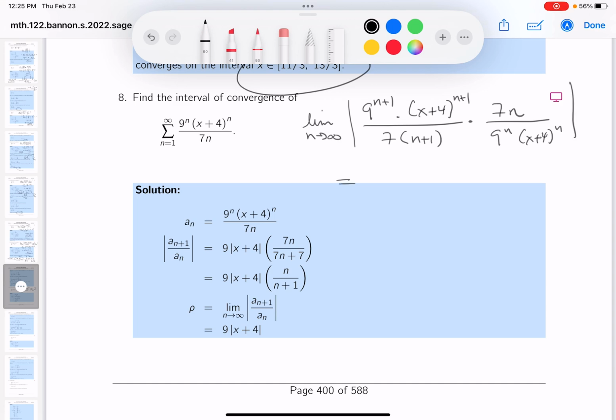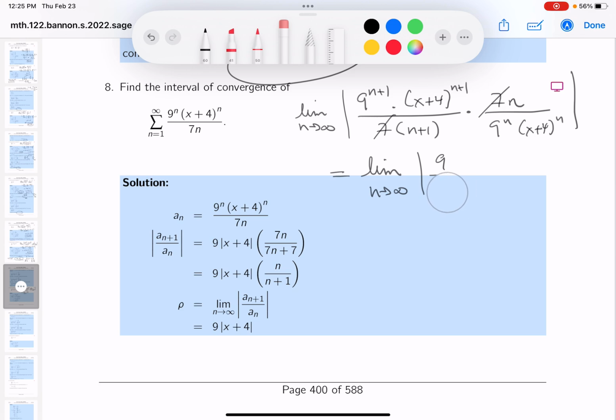Let's reduce, simplify as much as we possibly can. That's the limit as n goes to infinity. Well, I noticed the 7's cancel off, and that's pretty good because I didn't like them anyway. And the 9, what would you get? You just get 9 on top. Let's take a look at this over here. Maybe I should put a fraction bar. So 9, and then let's look at the n's. You get n over n plus 1. That's relatively simple. And then you're going to get x plus 4.